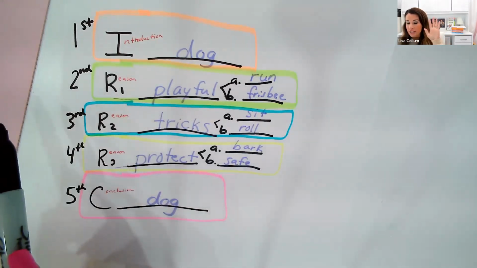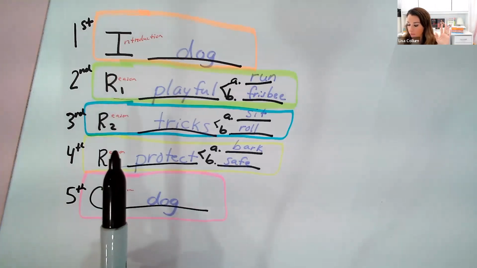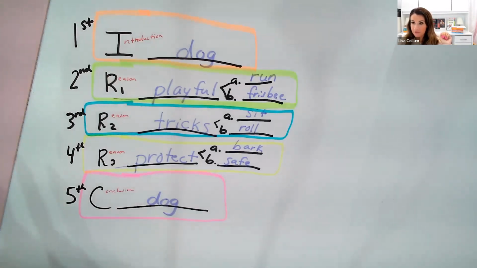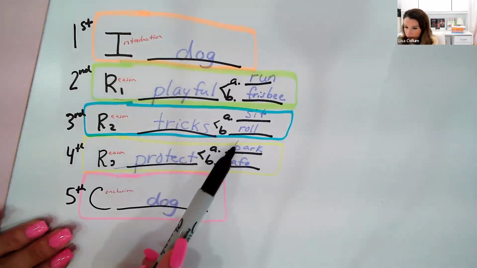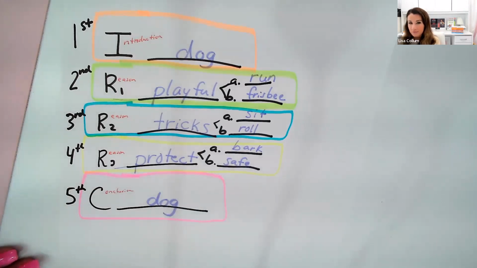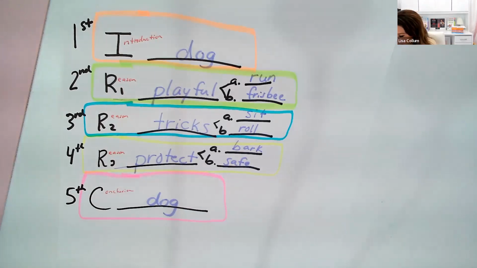What if you raised your hand and said, teacher, I don't know what to write in my fourth paragraph? You know what? If I was looking here, I'd say, fourth paragraph? Oh, that's easy. It's what's in the yellow. You're going to talk about how dogs protect you. They bark and keep you safe. This is your roadmap.